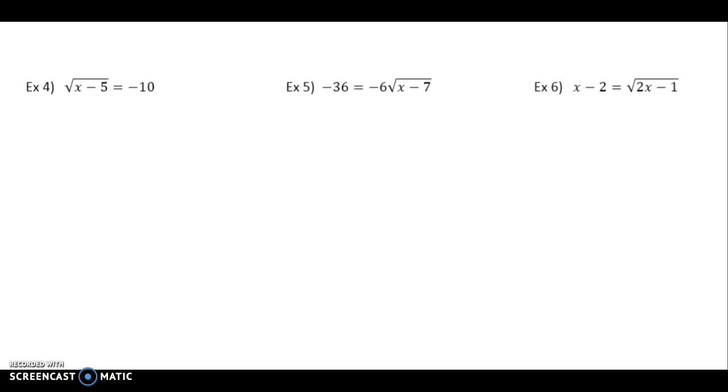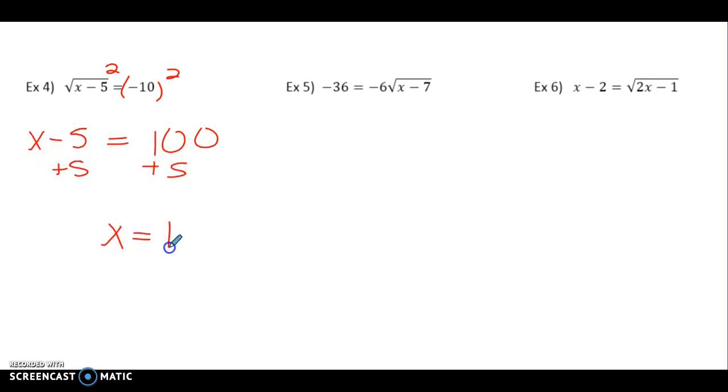How do I undo a square root? Square. And then if you square one side, you have to square the other side. And what is -10 times itself? 100. Then add 5 over. So the math itself is pretty easy, right? You get 105.